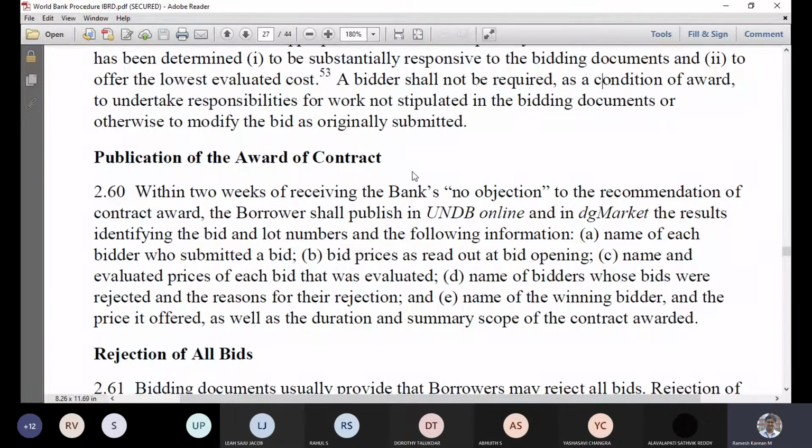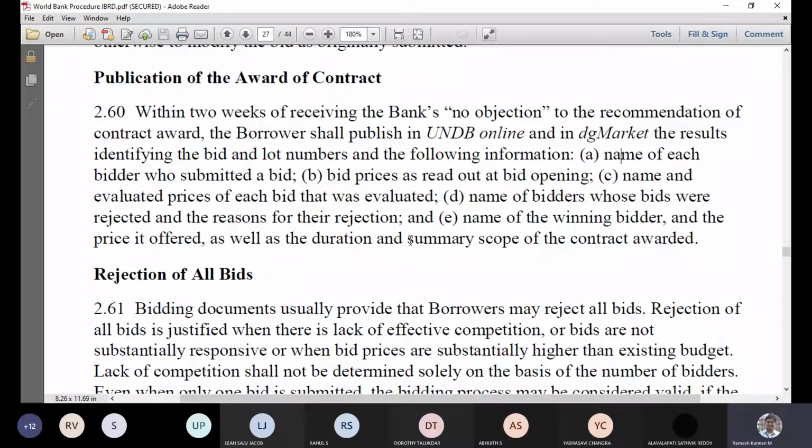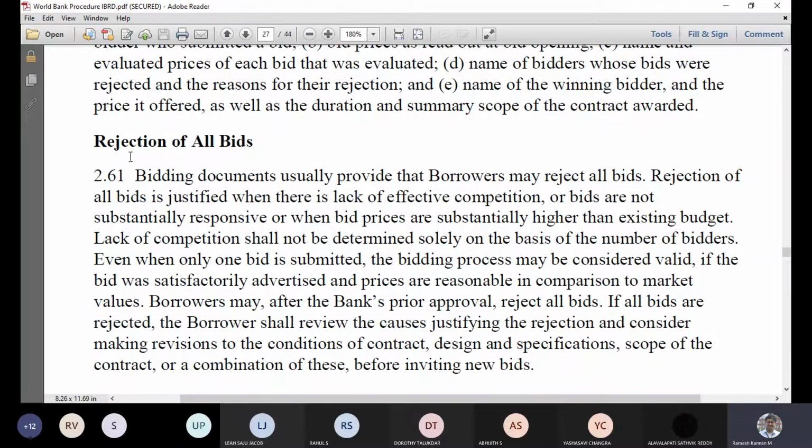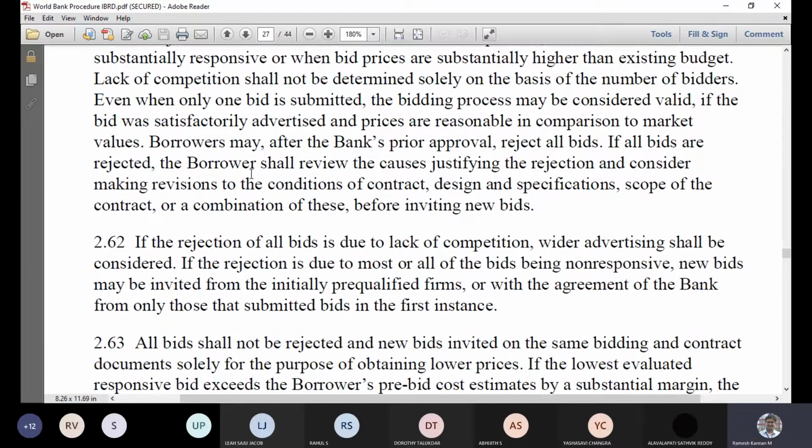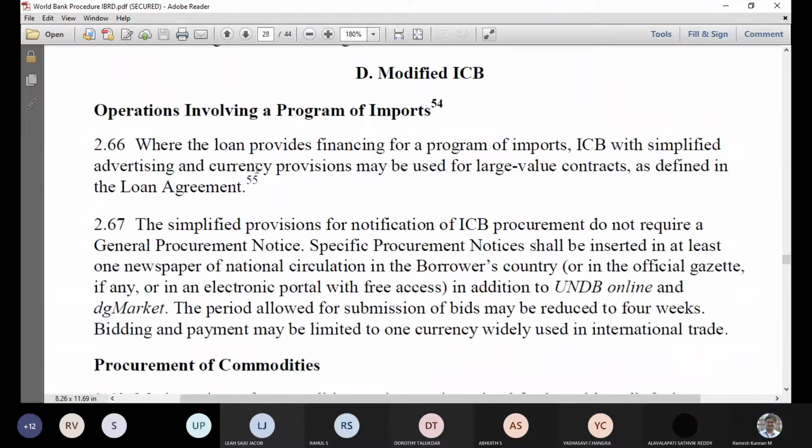Then publication of award of contract. Once a person gets the contract, it gets notified in UNDB online, so that the other persons who bid for the same can know. It's generally announced publicly, so that the company will be responsible for the project or something like that. And rejection of bids, as I told you, the IBRD has the right to reject any bidder if found not suitable, even after award of contract also.